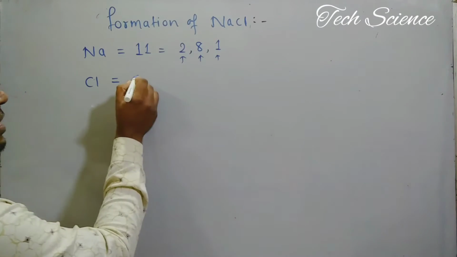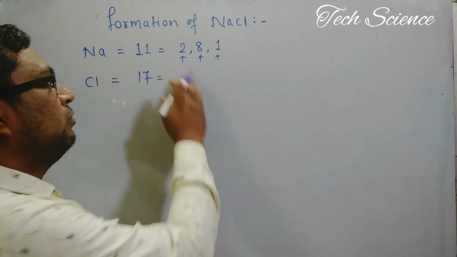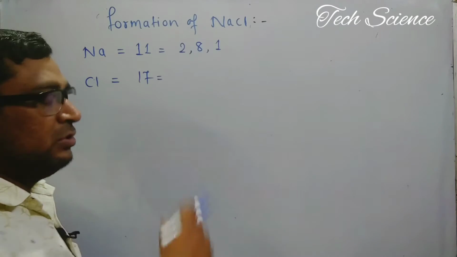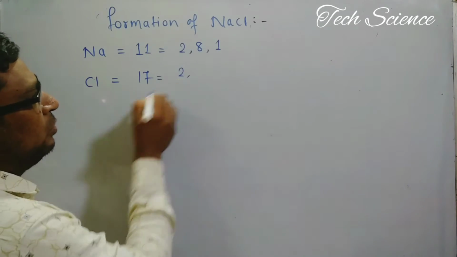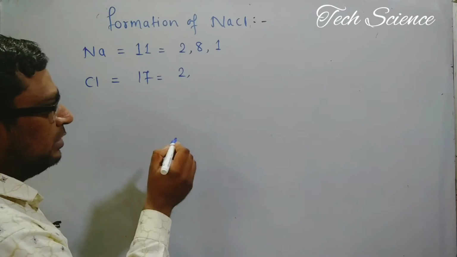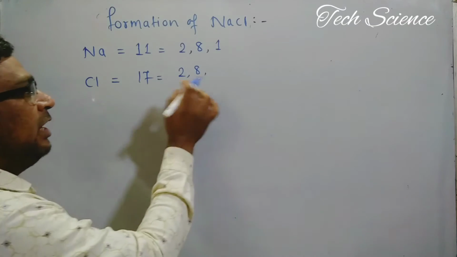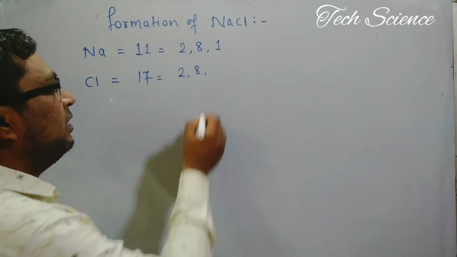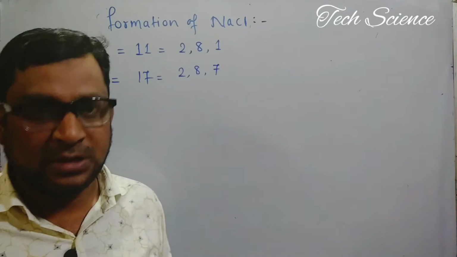Okay, and regarding chlorine, we have the atomic number 17, and what should be the electronic configuration of chlorine? You can write like this. In the first orbit, 2, the maximum capacity, that is called the K orbit. What about L? The maximum capacity is 8, 8 plus 2 is 10. How much remains? Only 7. So in the outermost orbit of chlorine there are 7 electrons.